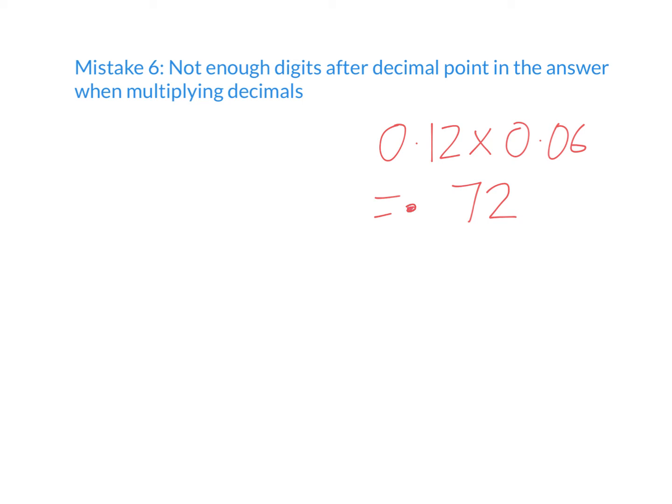So if I put the decimal point here, obviously we have a problem. We only have 2 digits. So in that case, you need to add in zeros. So 0.12 times 0.06 is 0.0072. Notice 1, 2, 3, 4 digits after the decimal point. All right, let's look at another mistake involving decimal multiplication.